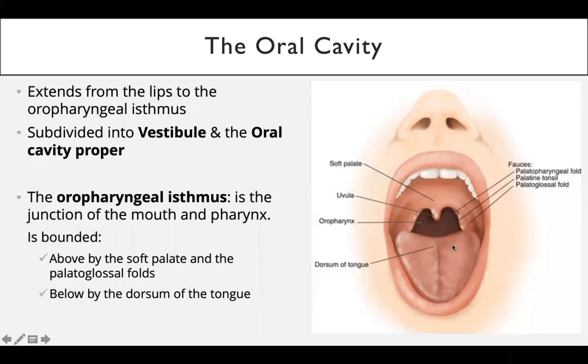So as you see, this part of the tongue is the dorsum of the tongue, and when you elevate your tongue, the part behind is ventral. So this part you can see is the dorsum of the tongue.